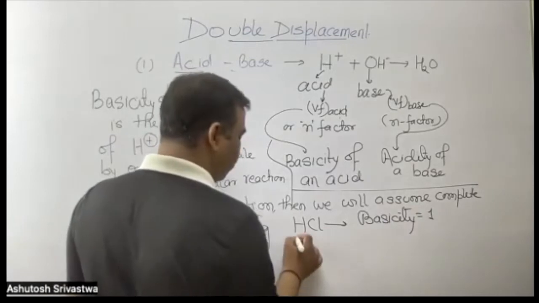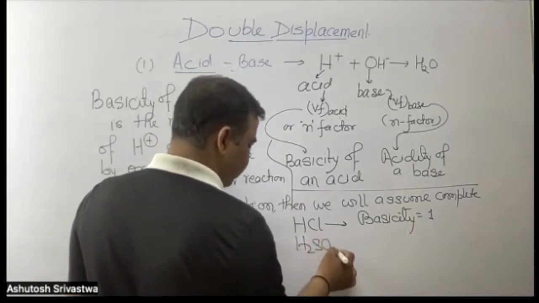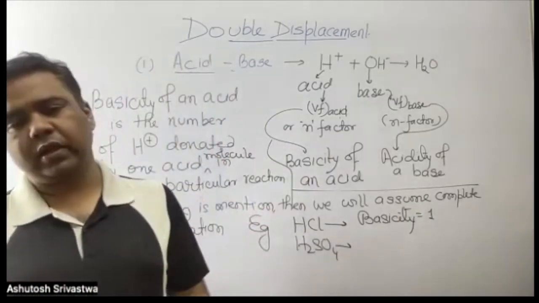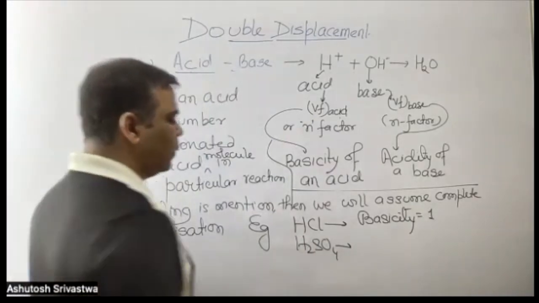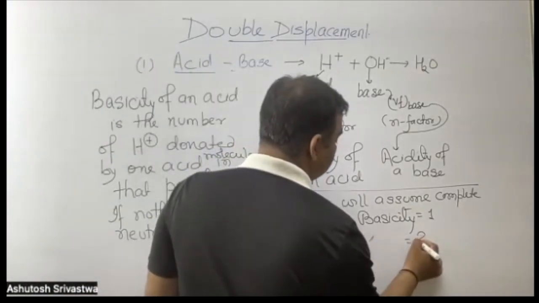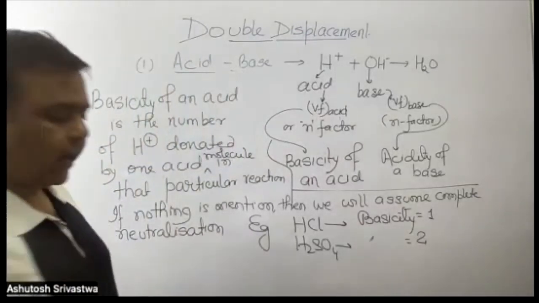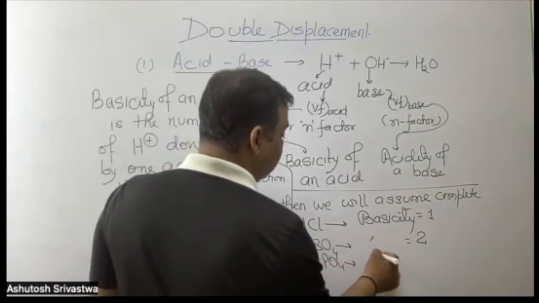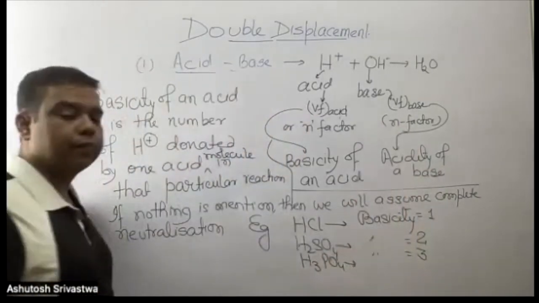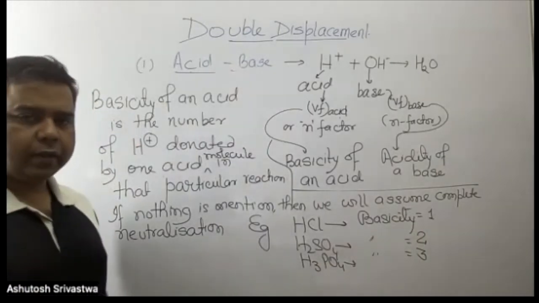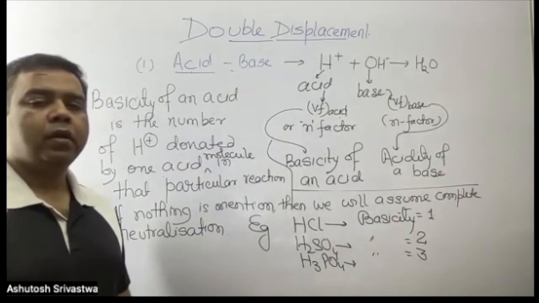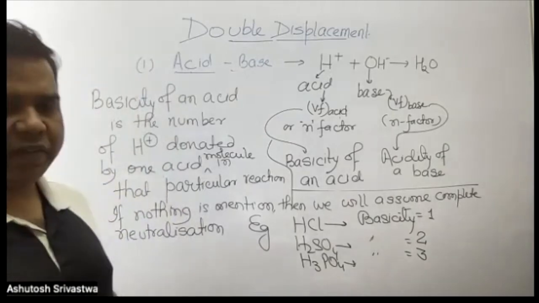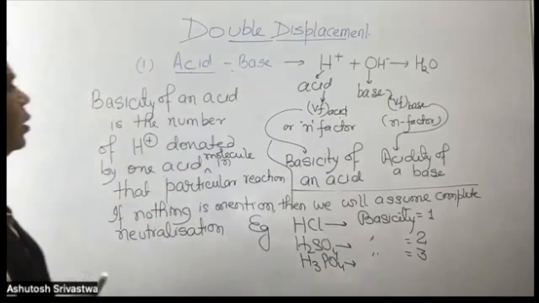If we have H2SO4, then we have a choice whether it is going to give 1 H or 2 H. But since nothing is given, we take the maximum basicity, which is equal to 2. For H3PO4, nothing is given, so again the basicity will be maximum, and we assume it to be 3. These are the simplest cases that we are going to deal with.